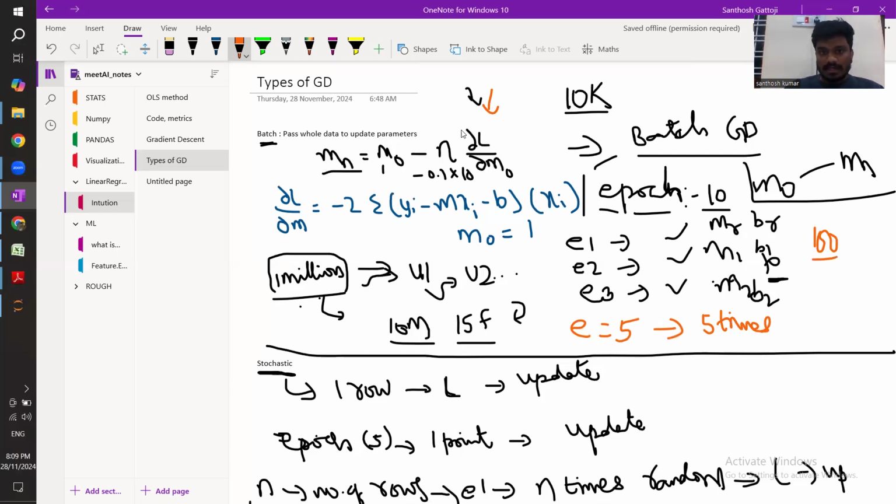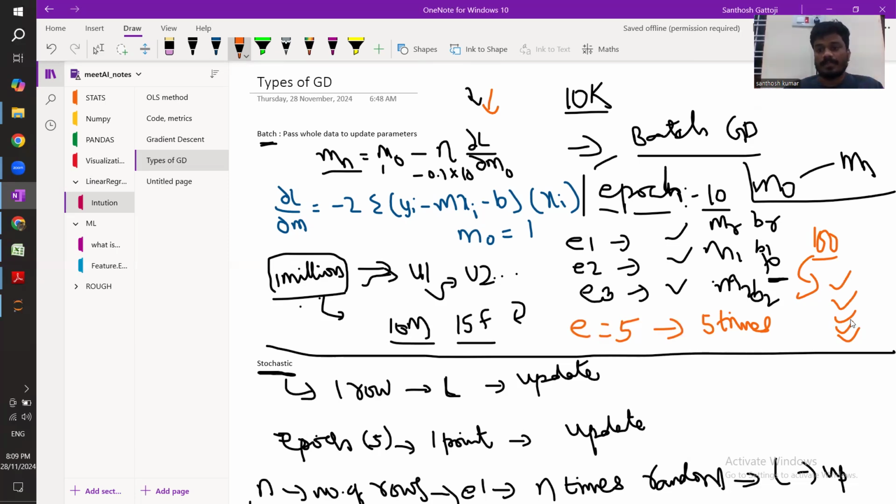That means it will calculate 100 losses, but combinedly. It is considering all 100 values at a time, calculating the cumulative loss, and then updating only once in one epoch. Second time, take all 100 again and update again, like that only 5 times. So you are getting only 5 new values of m.